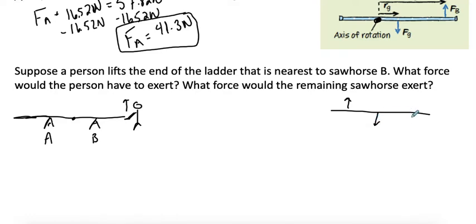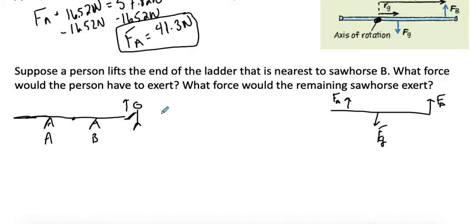Now, is there going to be a force for sawhorse B if this person is lifting it up? No, there will not be, because this person is going to be lifting it off of the sawhorse, so there is no force for sawhorse B, but there is the force of the person there. So force of the person, force of gravity, and force of sawhorse A.